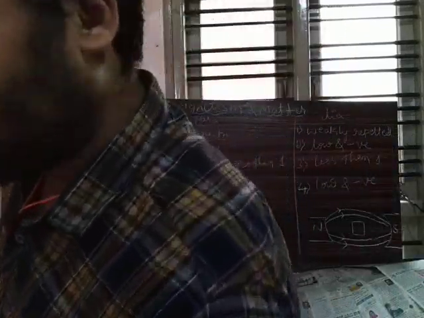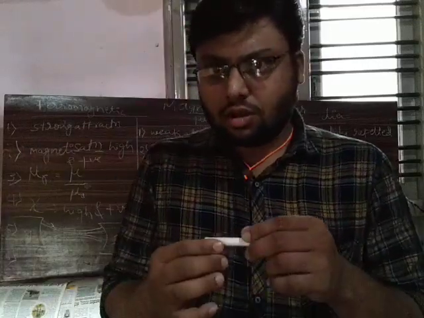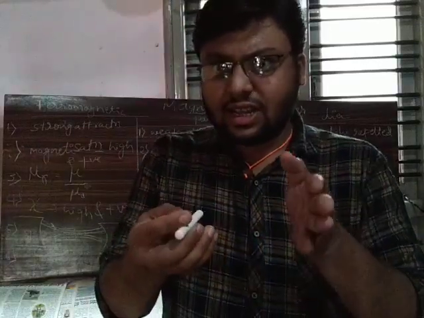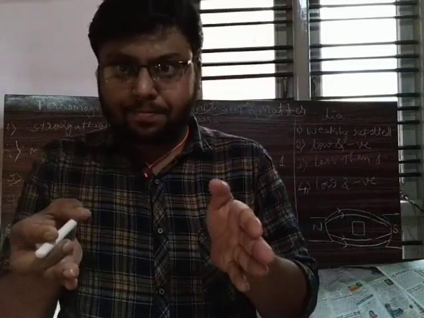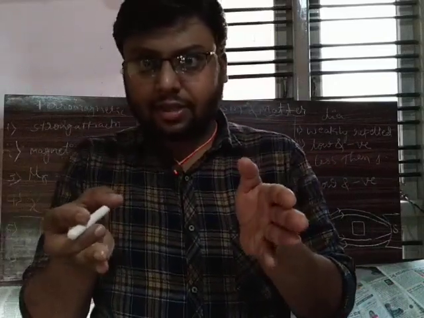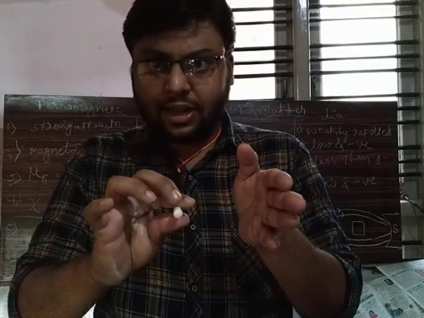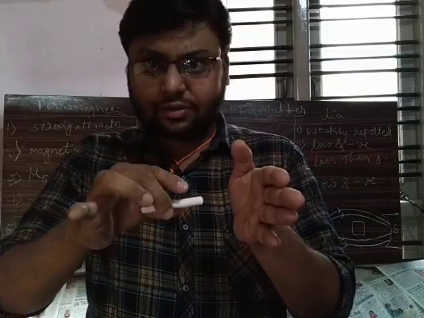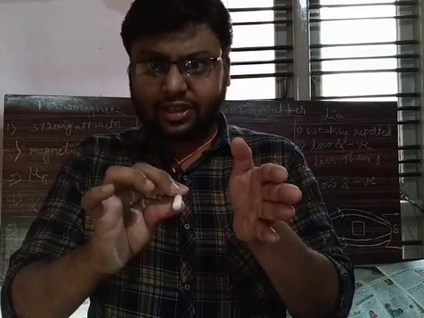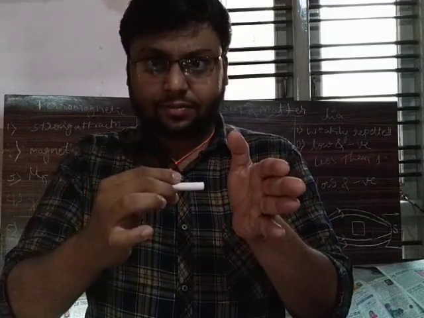Then if we keep this ferromagnetic, next property, seventh property. If we keep a ferromagnetic material inside the magnetic field, okay, inside the magnetic field, if we keep the ferromagnetic material, quickly it points in the direction of magnetic field. If we keep it like this, quickly it points in the direction of magnetic field.